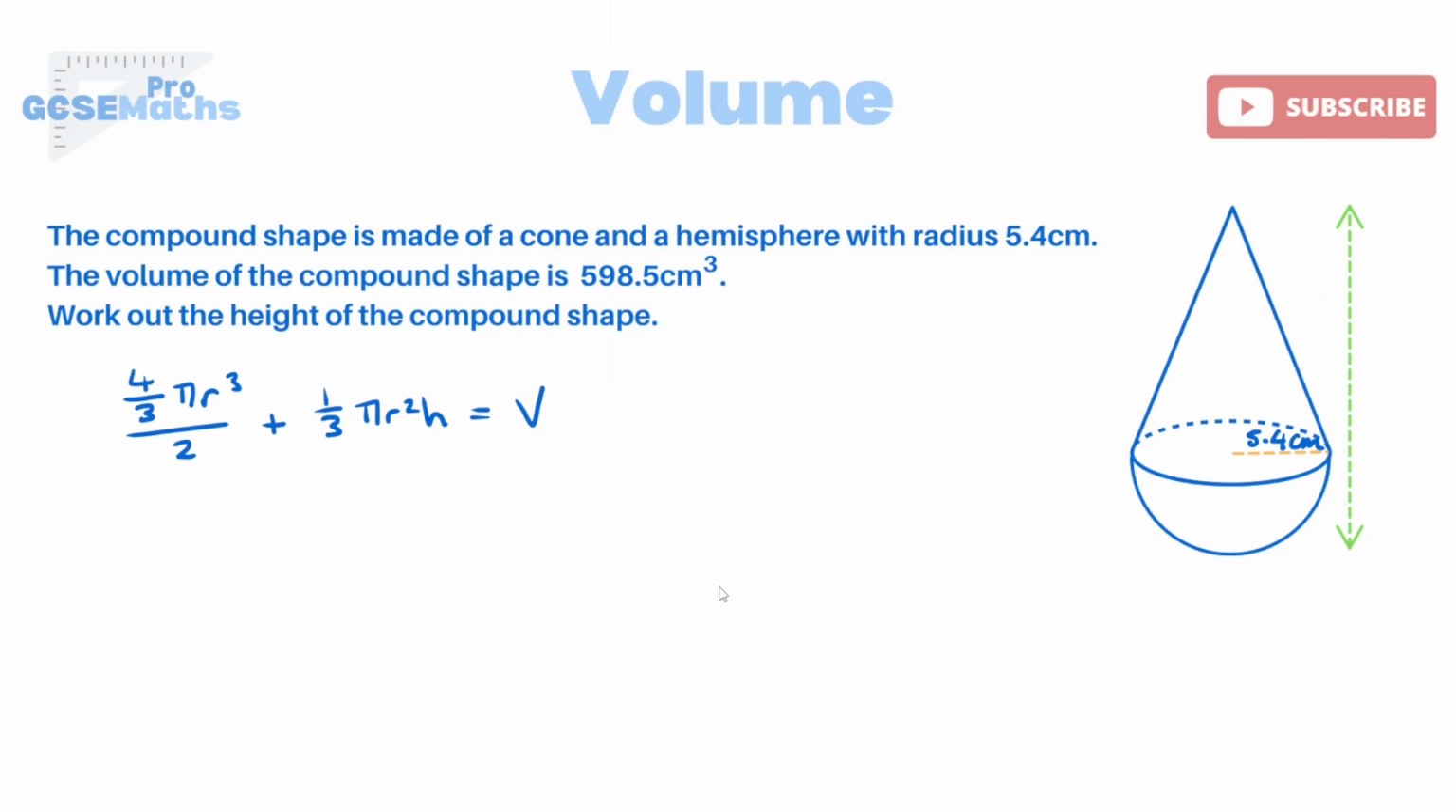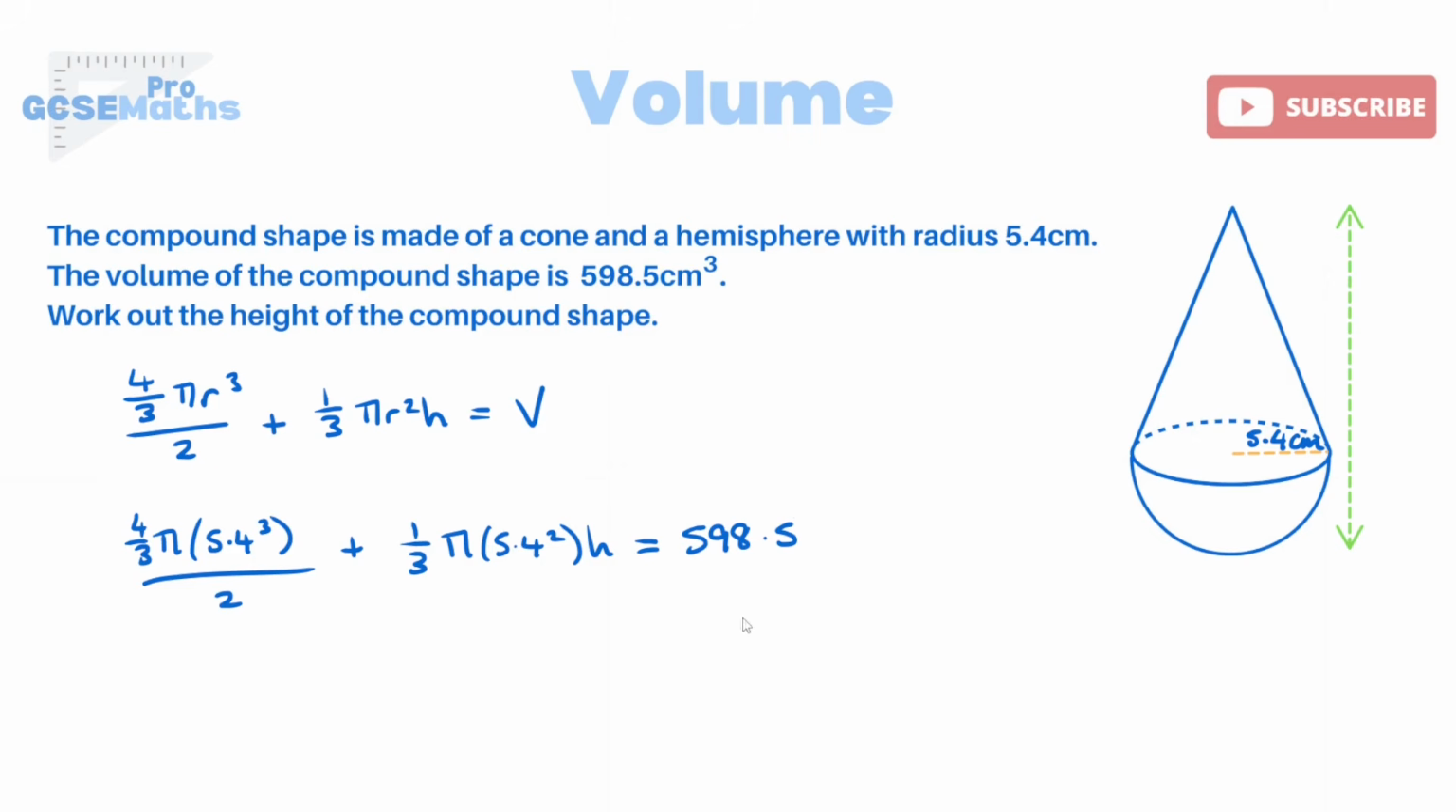And that's effectively a formula for the volume. Now, if we substitute in the information we know, we have the radius and the volume. So 4/3 pi times 5.4 cubed over 2, add 1/3 pi 5.4 squared multiplied by the height of the cone, because I don't know what that is, and that equals 598.5.